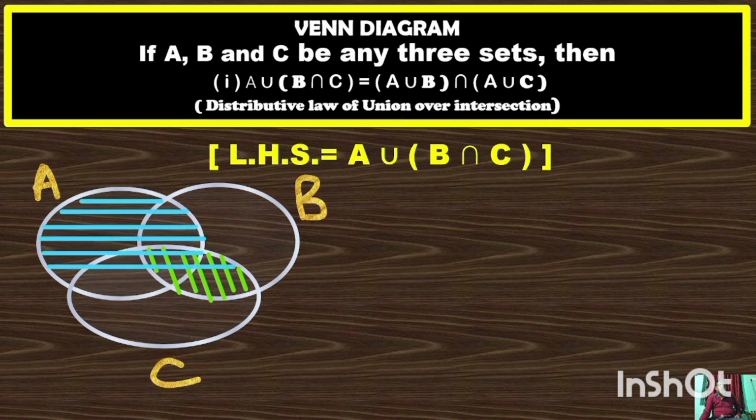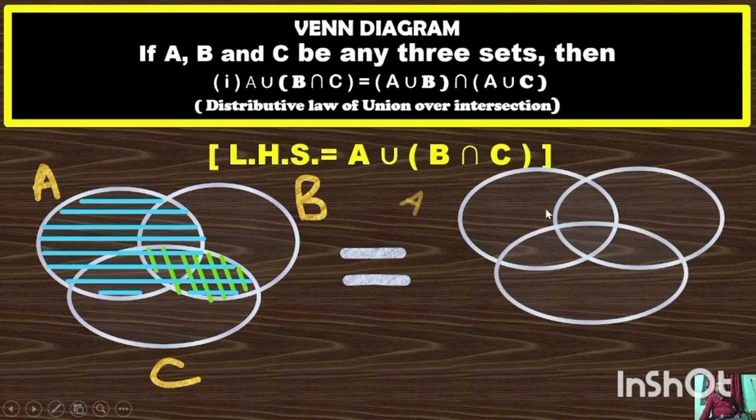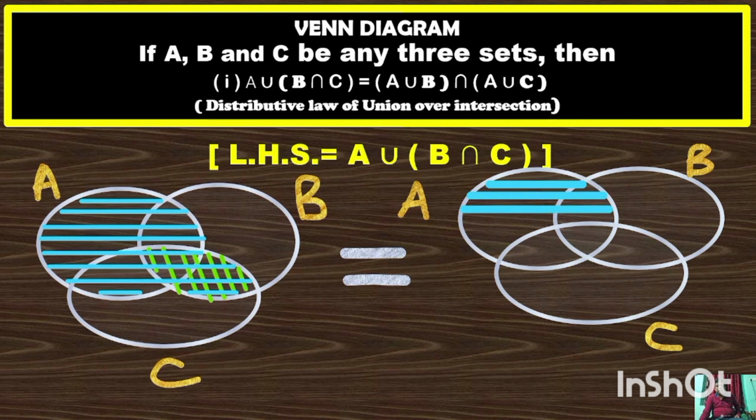Interesting diagram. Look at the shading portion carefully. These are A union B, and A union whole into B intersection C, and finally we got the common region you see. The shaded portion of the sets A, B, C shows the distributive law of union over intersection. Look at the shading portion. Very interesting diagram, clearly understood, it can be proved with the help of the Venn diagram.